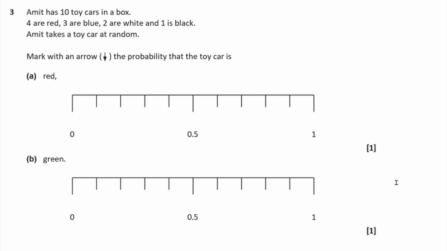Well, the probability that it's red is going to be the number of red cars, of which there are 4. So that's the number that goes on the top, successful outcomes. And then the number on the bottom is going to be total outcomes. And we know there are 10 toy cars. So there is 1 in 10 things that could be happening when you pick a car out of the box. So the probability is 4 out of 10.